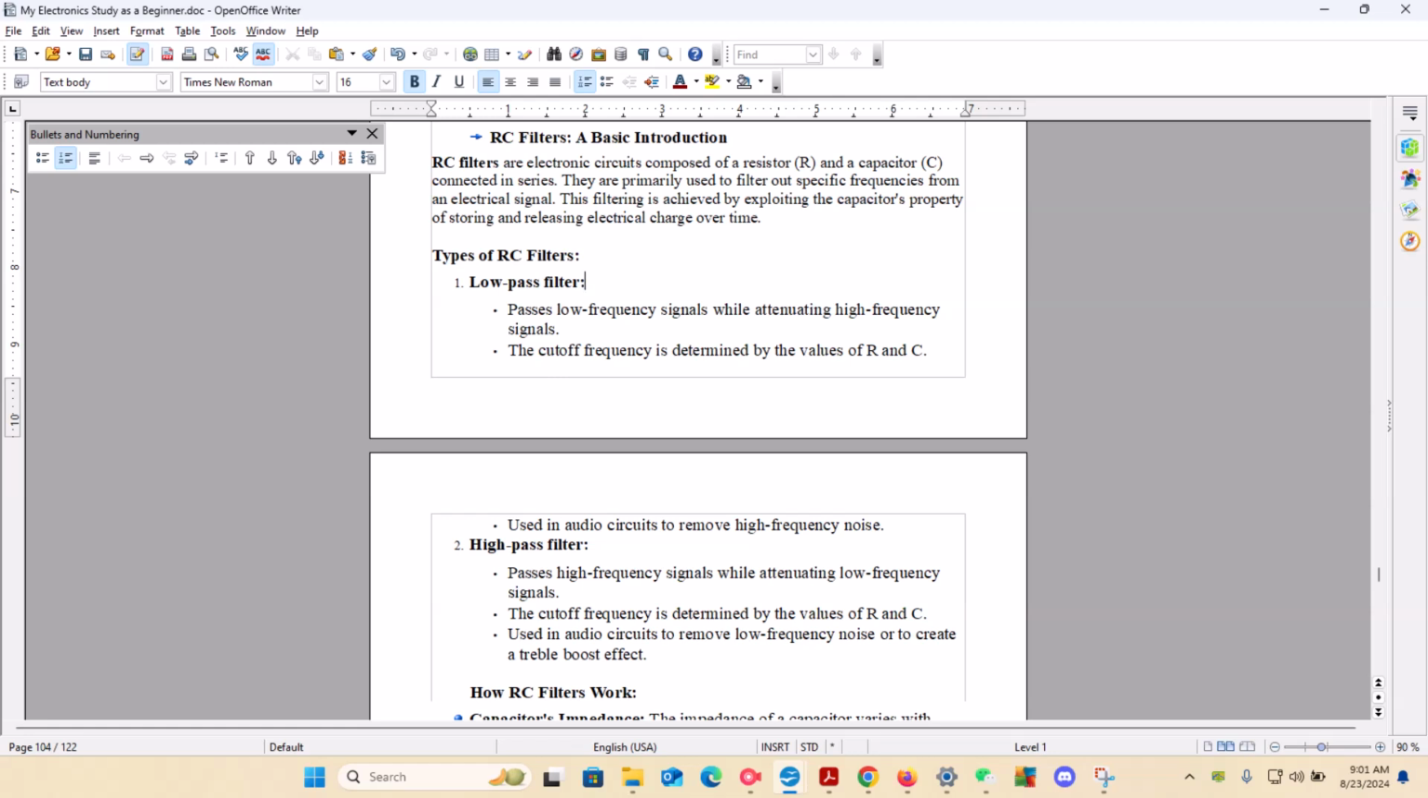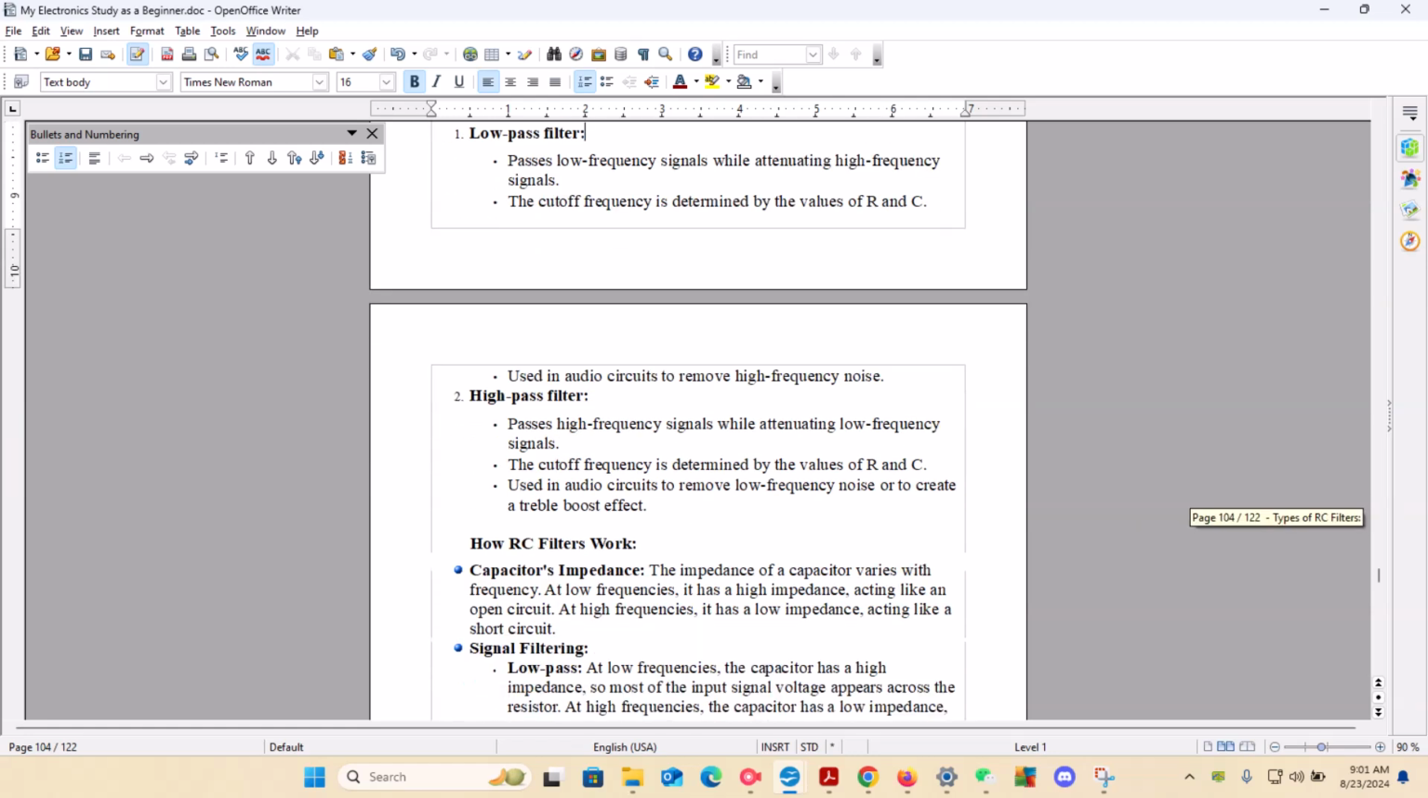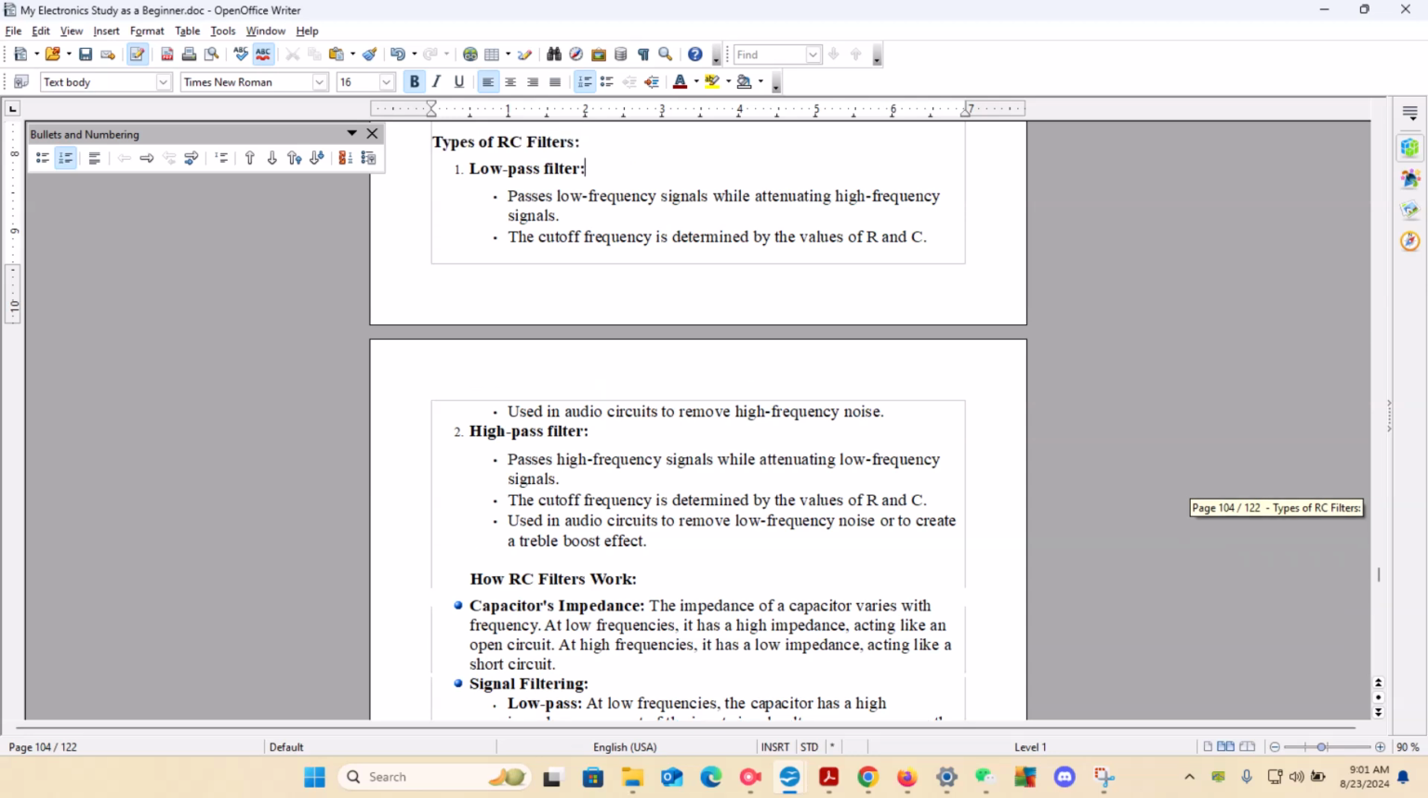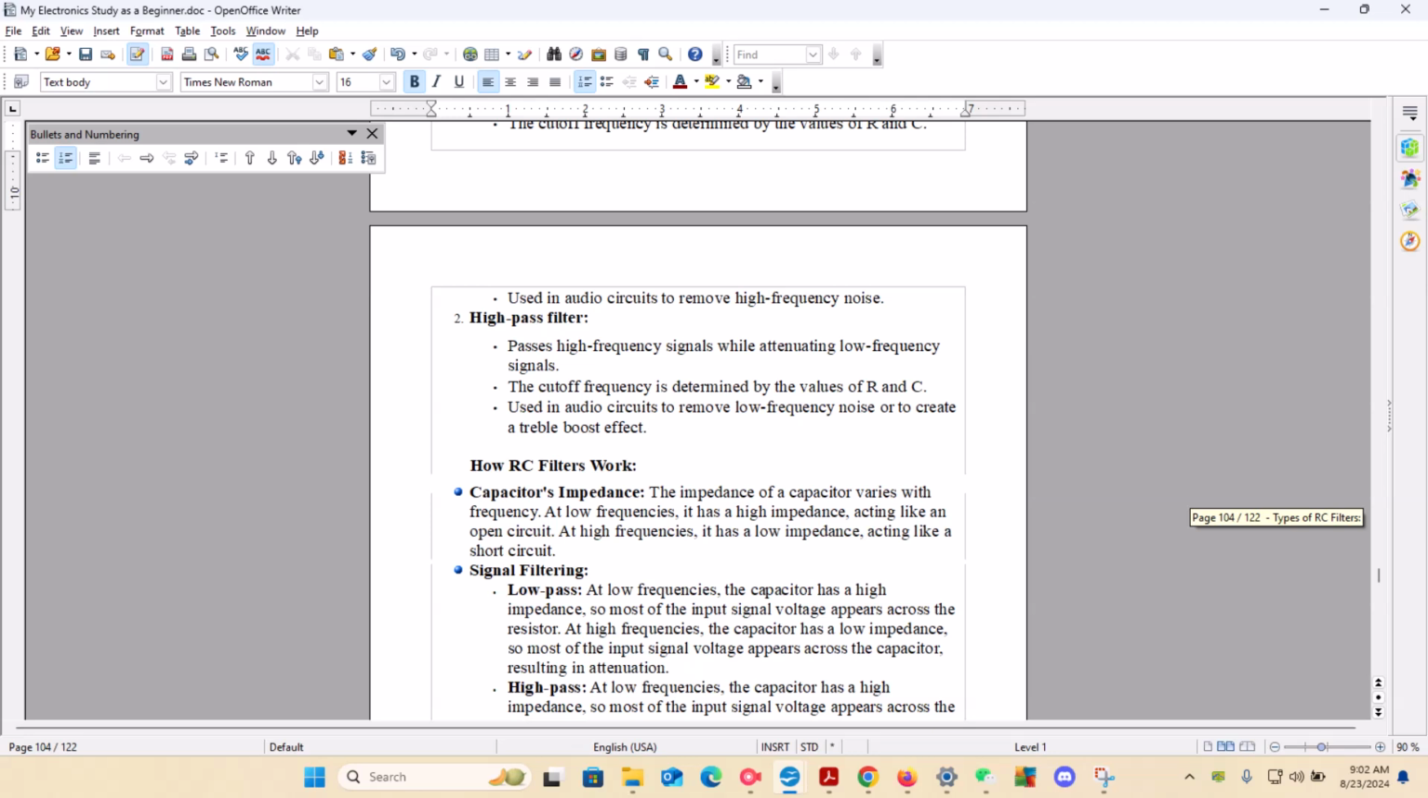It passes low frequency signals while attenuating high frequency signals. The cutoff frequency is determined by the values of R and C, and it is used in an audio circuit to remove high frequency noise. As for a high pass filter, it passes high frequency signals while attenuating low frequency signals. The cutoff frequency is determined by the values of R and C, just like before, and it is used in an audio circuit to remove low frequency noise or to create a treble boost effect, which has to do with the pitch of the sound. Now here is how the RC filters work.